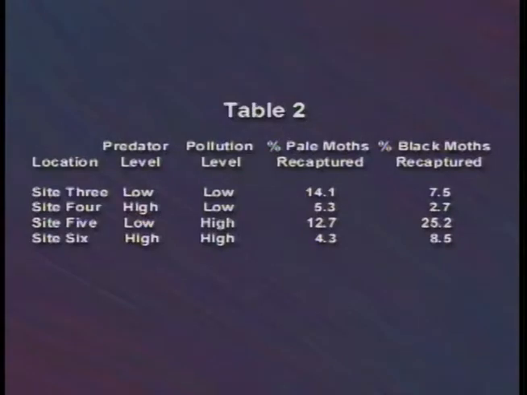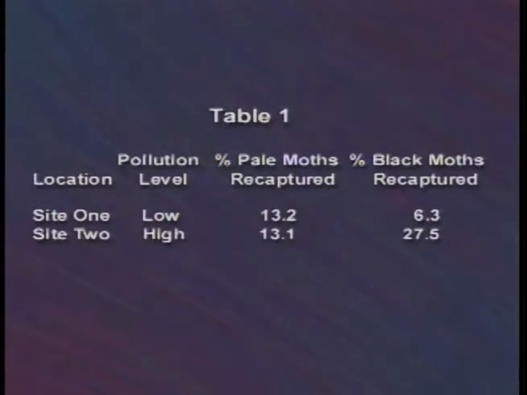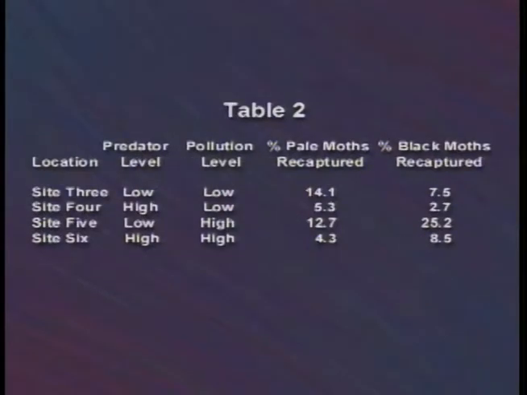Let's look at the experiments briefly before we start to answer the questions. These experiments investigated factors that influence the survival rates of different types of moths. Experiment 1 has 2 locations, Site 1 and Site 2, with 2 levels of pollution, low and high. The percentage of pale and black moths recaptured is the variable measured. Experiment 2 repeats Experiment 1, except that a new factor is added, predator level. Now let's discuss the questions.